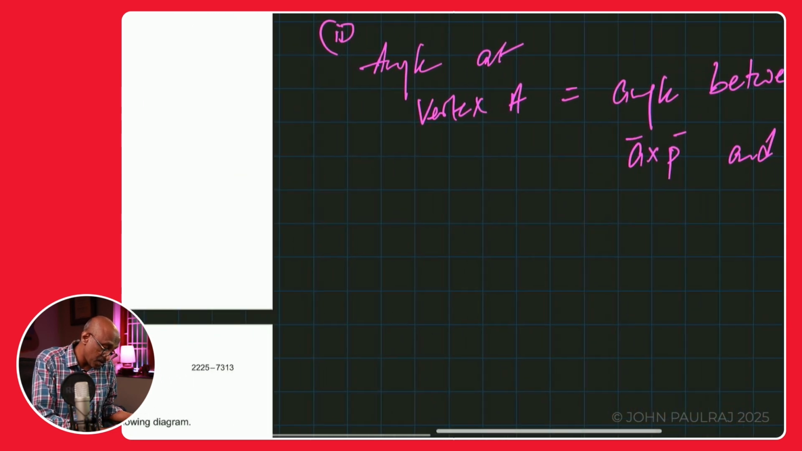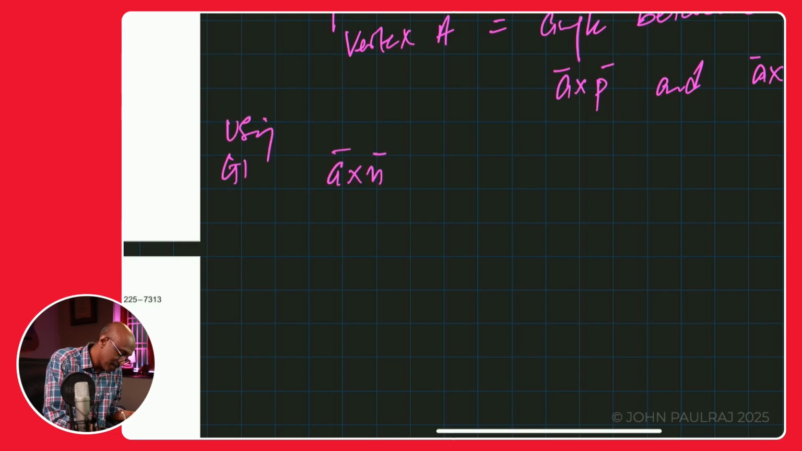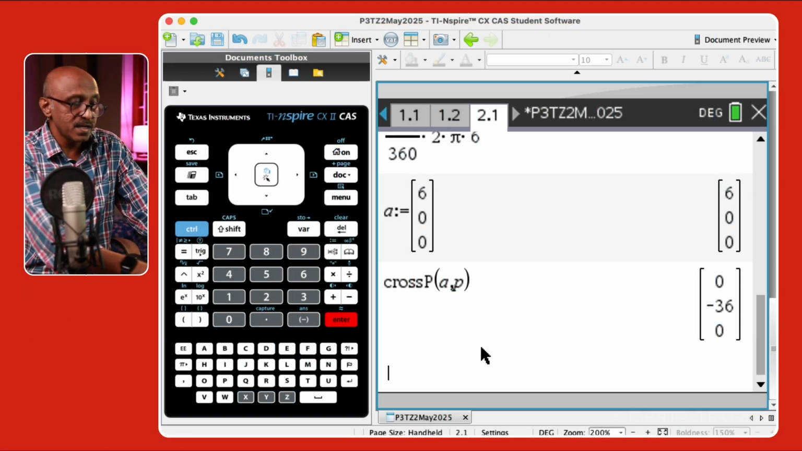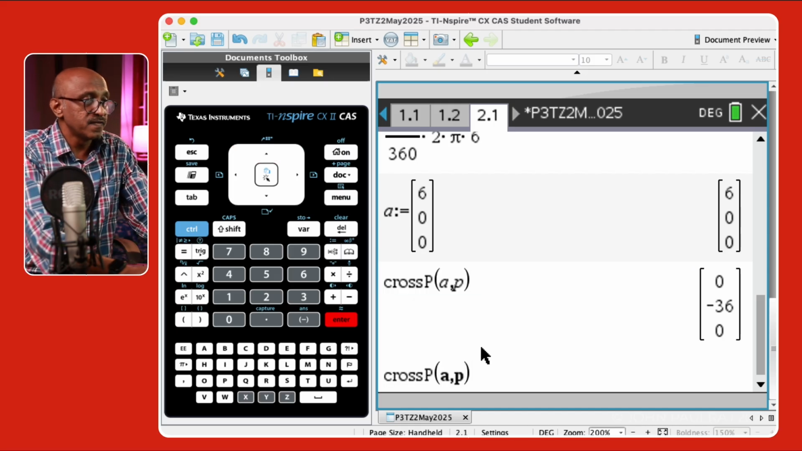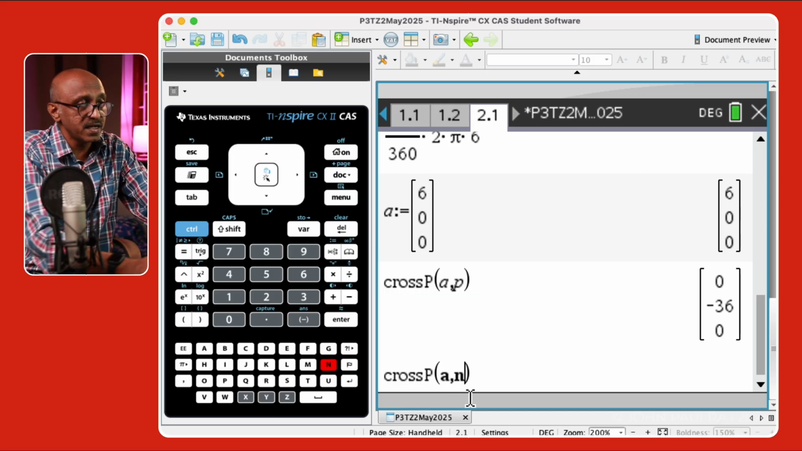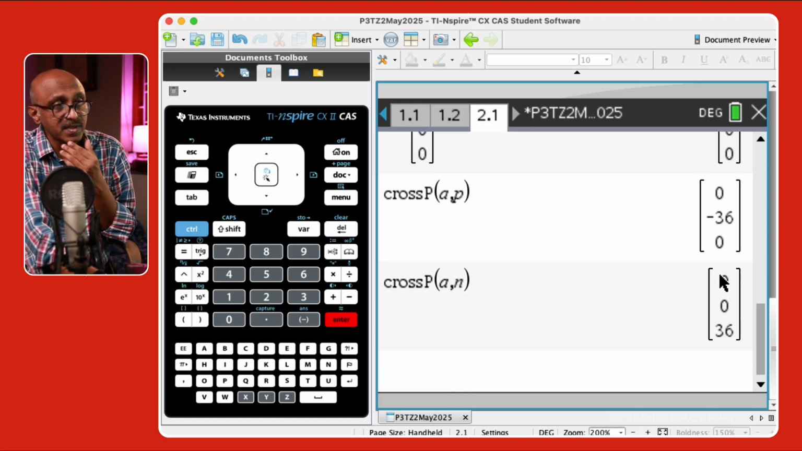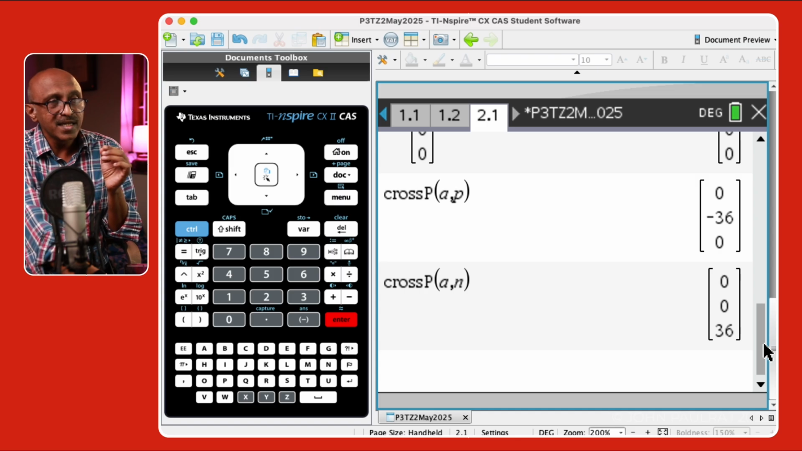So first let's find out A cross N, okay? A bar cross N bar using GDC is, let's go back to the calculator, the same way. Now you can just go and change that. Can you see that? I can just change that. N was already defined, so it shows as bold, and we can bring that up. That's 0036. So that's what I meant by editing it, so it'll save time.